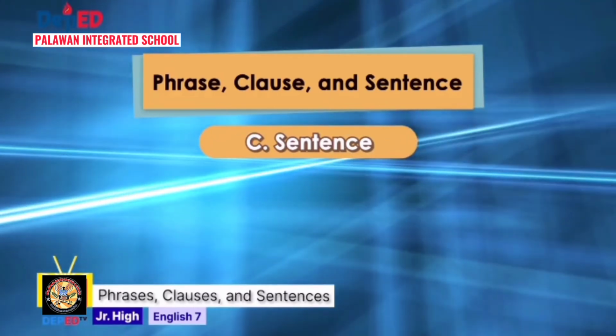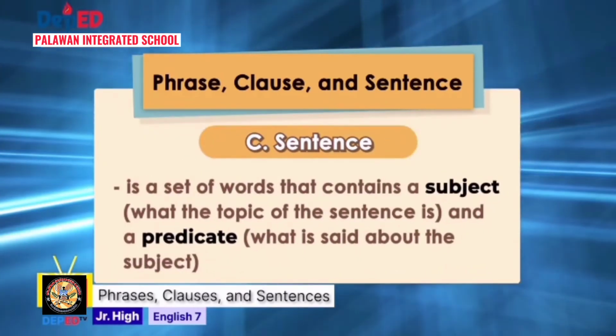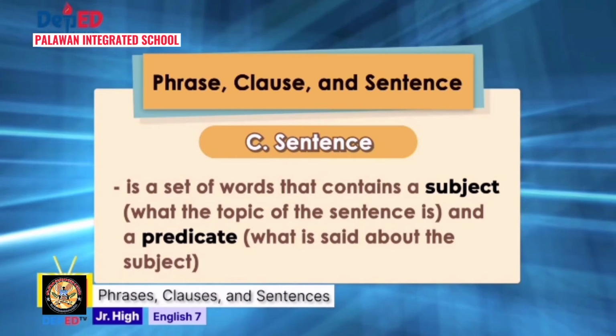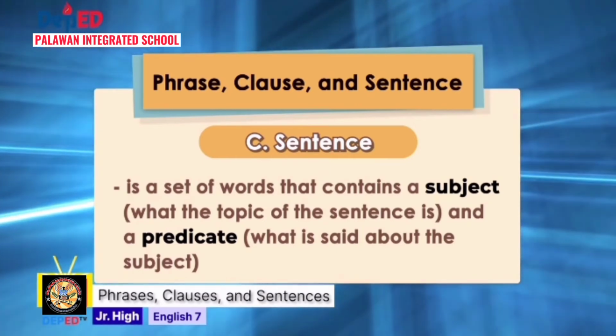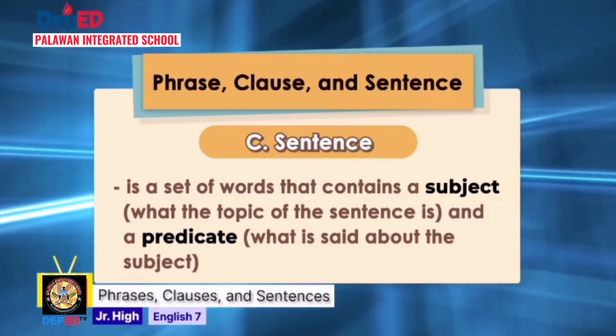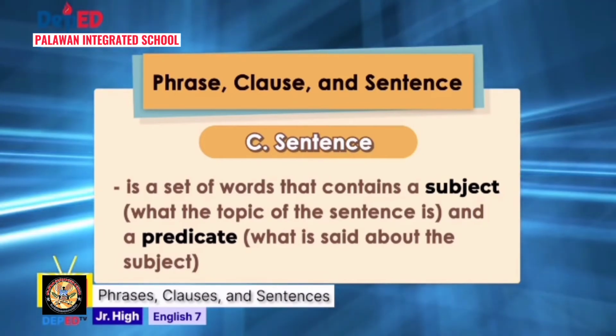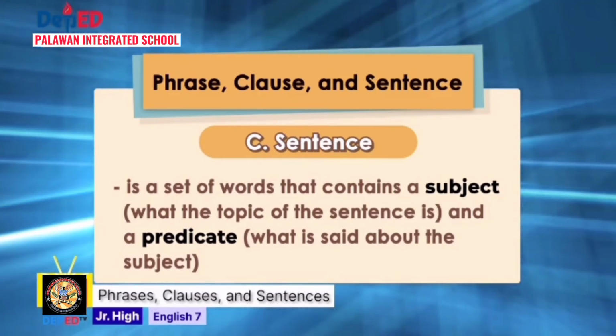Letter C. Sentence. A sentence is a set of words that contains a subject, what the subject is about, or the topic of the sentence, and a predicate, what is said about the subject.